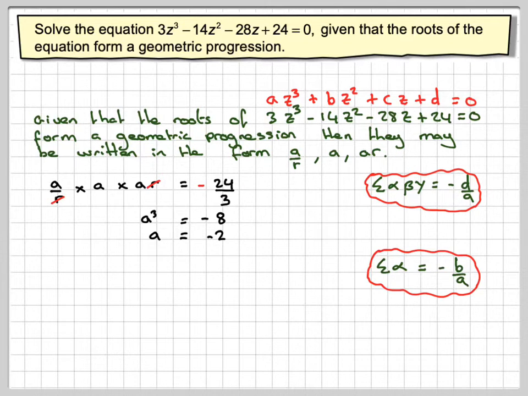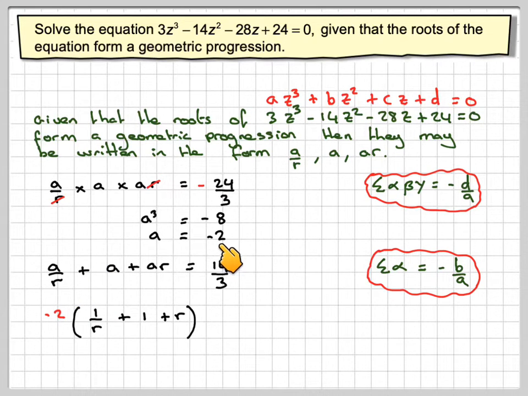The sum of those roots, so that's a over r plus a plus ar, will be equal to minus b over a. So b is minus 14, so minus 14 over a is 14 over 3. If we now substitute our value of a in from here, this is where you've got to be a little bit careful. You take minus 2, because a is minus 2, and you'll be left with 1 over r plus 1 plus r is equal to 14 over 3.